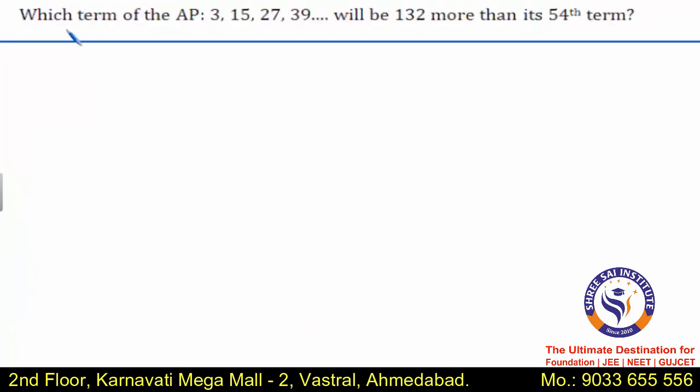In this question, we are given one AP with terms 3, 15, 27 and 39, and we have to find which term will be 132 more than the 54th term. Let's begin with the solution.